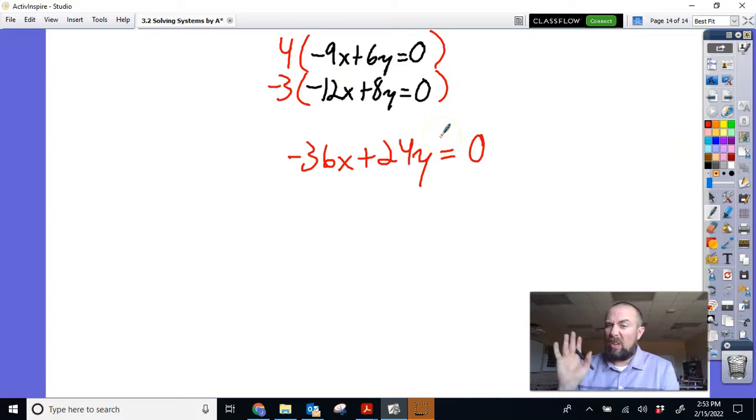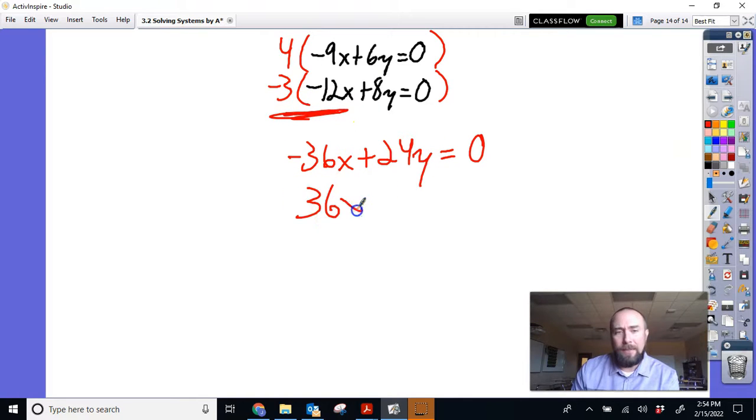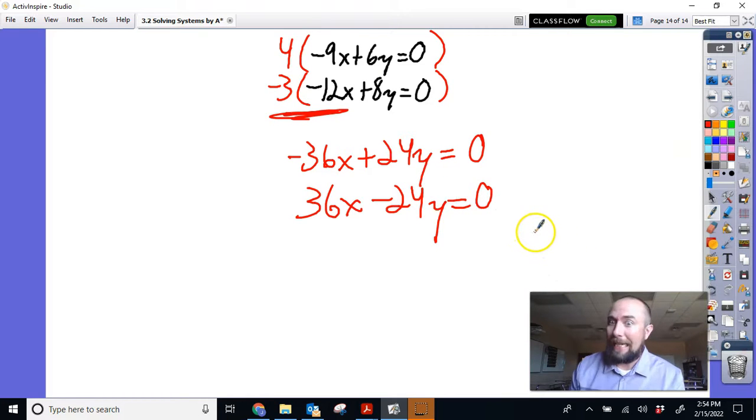Oh, wait. Mr. Harrison, you mean you can multiply by just different numbers? Yeah, as long as you're multiplying one side of the equation by the same number on the other side, you don't have to multiply both equations by the same thing. You are forcing one of the variables to be opposite, which would make this right here a positive 36x, a negative 24y equals 0. Now notice this one cancels out everything. This would be one of those, that's that infinite solutions.